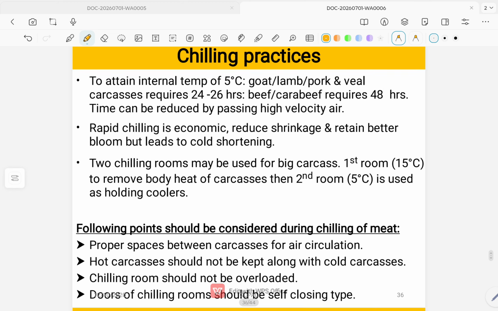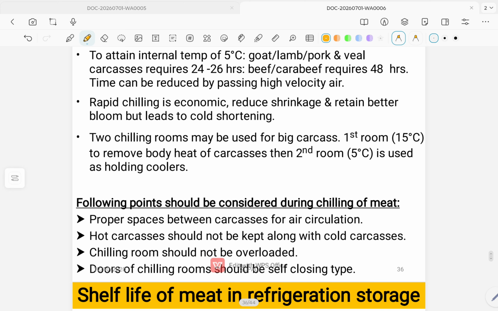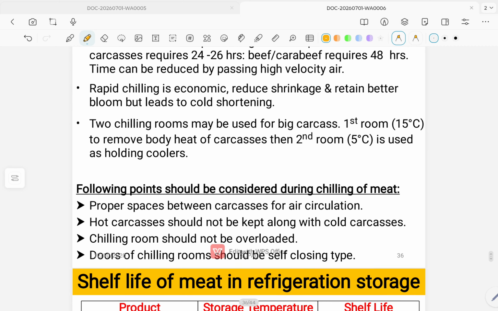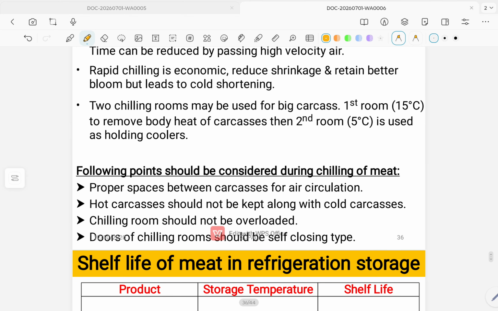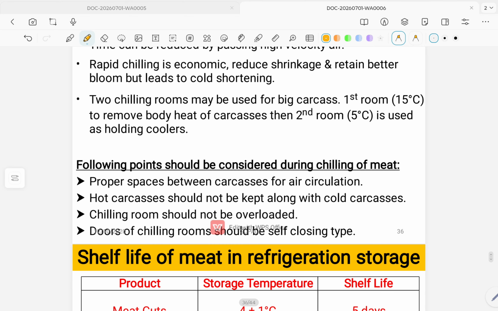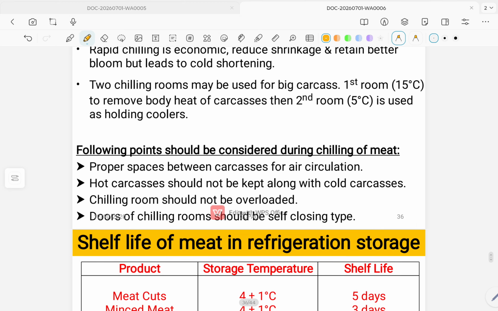Rapid chilling is economic, reduces shrinkage and retains better bloom, but can lead to cold shortening. Two chilling rooms may be used for big carcasses. The first room at -50 degrees Celsius removes body heat of carcasses, then the second room at 5 degrees Celsius is used as holding cooler.